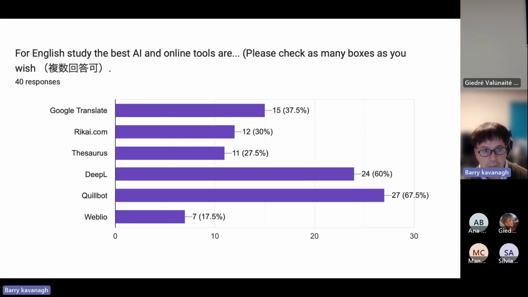So for English study, what are the best AI and online tools? Interestingly, they all suggested that DeepL and Quillbot, which they used in this experiment, were the most interesting and best tools to use to learn English. They mentioned things like Google Translate and Weblio and other kinds of dictionaries which they have used in the past.